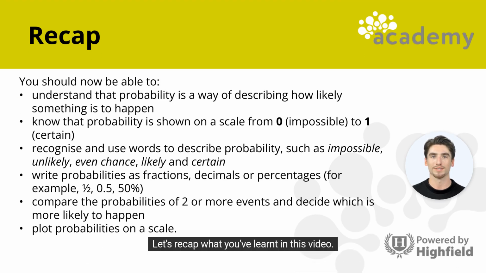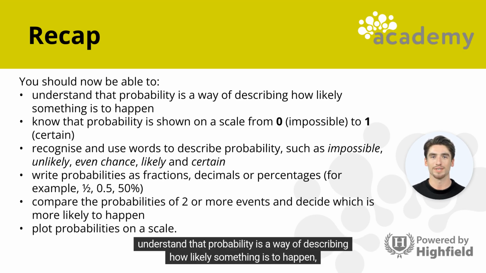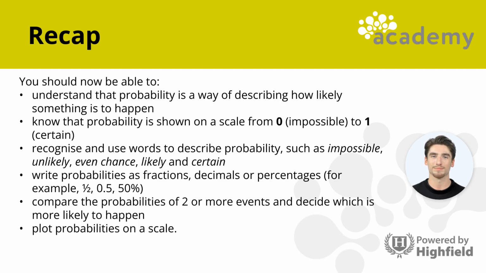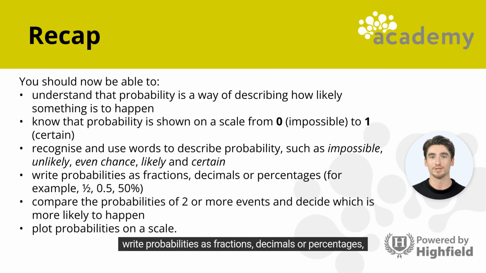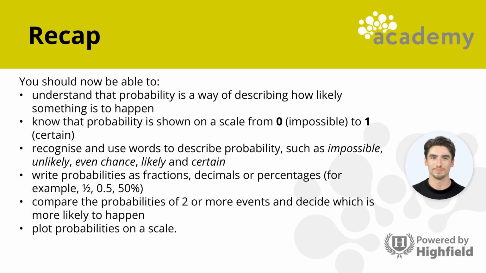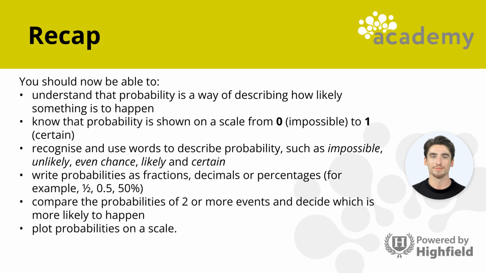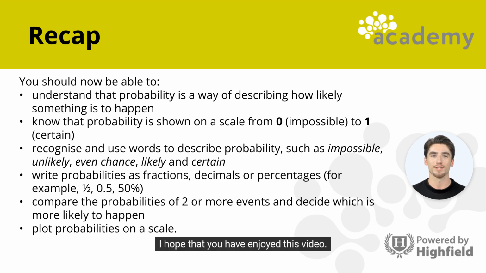Let's recap what you've learnt in this video. You should now be able to understand that probability is a way of describing how likely something is to happen. Know that probability is shown on a scale from 0, impossible, to 1, certain. Recognize and use words to describe probability, such as impossible, unlikely, even chance, likely and certain. Write probabilities as fractions, decimals, or percentages. Compare the probabilities of 2 or more events and decide which is more likely to happen, and plot probabilities on a scale.